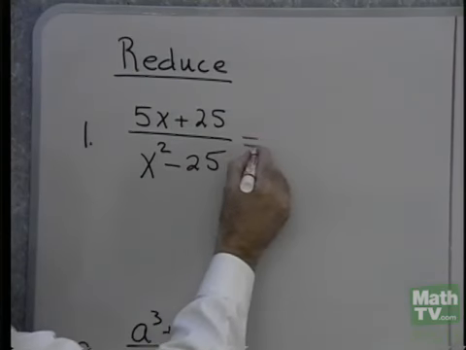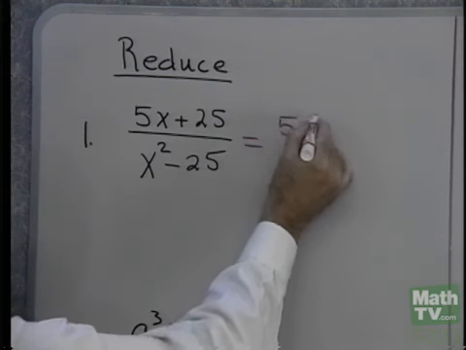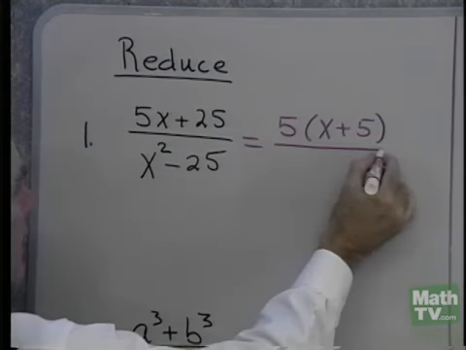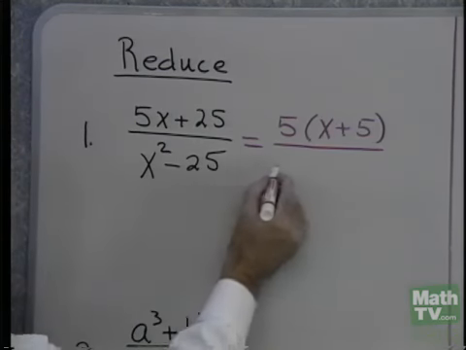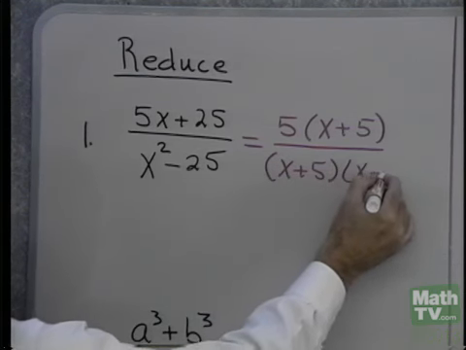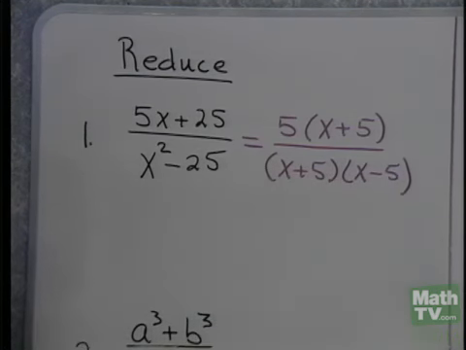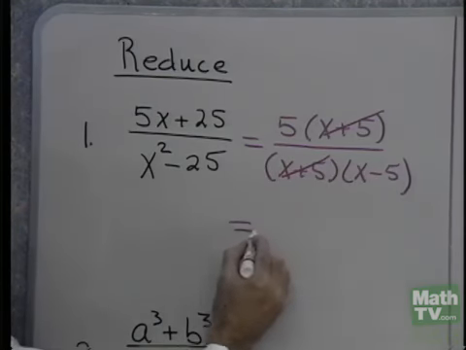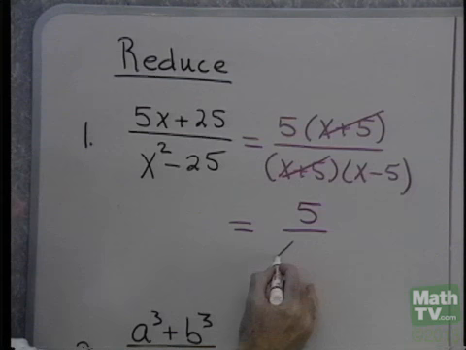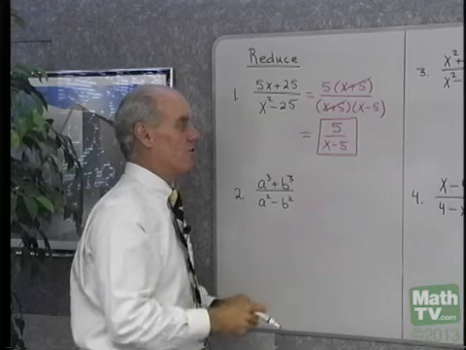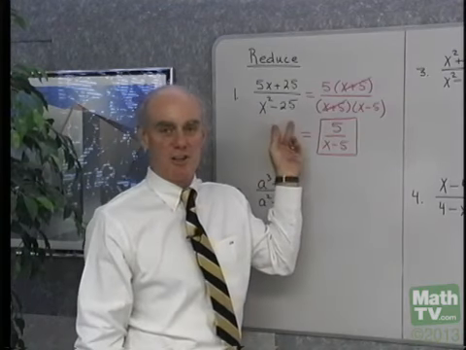We do so by factoring the numerator. So I'll factor a 5 out. What's left is x plus 5. And then factoring the denominator, the difference of two squares, x plus 5 times x minus 5. Then we divide out any factors they have in common, which in this case is x plus 5. What's left is 5 over x minus 5.